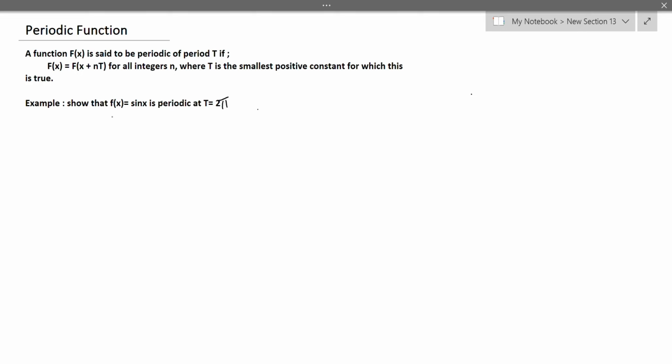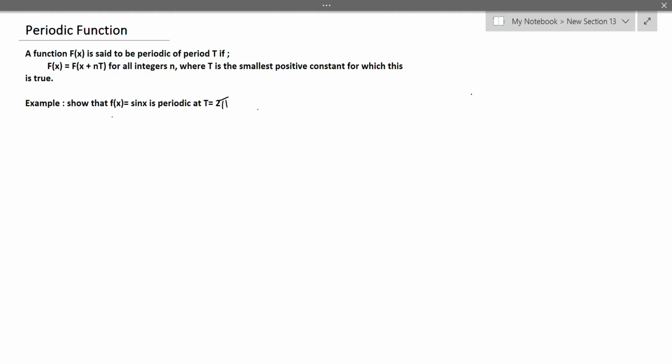Today we'll be looking at the topic periodic function, and we'll talk about what periodic function means. We'll go through some examples, and then we also learn how to get the period of certain functions. So what is a periodic function?